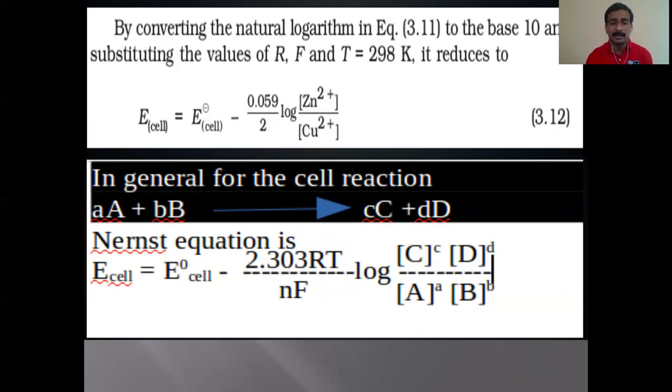So we can generalize this equation for any reaction. Suppose the cell reaction is aA plus bB gives cC plus dD. Then the equation is E cell is equal to E0 cell minus 2.303 RT by nF log concentration of C raised to c into concentration of D raised to d divided by concentration of A raised to a into concentration of B raised to b. Here C and D are the products, A and B are the reactants, and small c, small d, small a, small b are the stoichiometric coefficients in the balanced cell reaction.